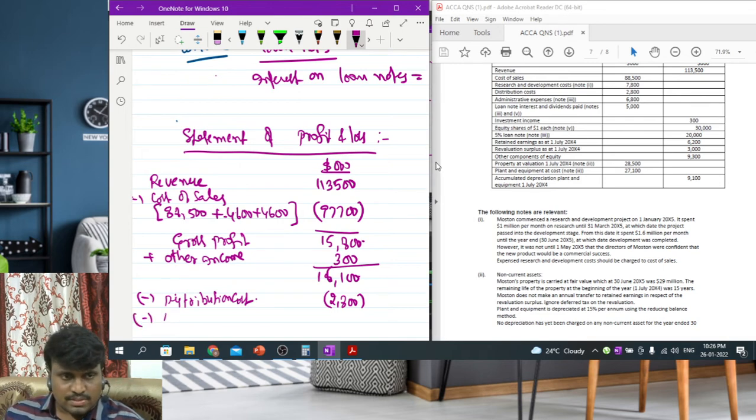Administrative expenses. R&D is not considered because that was considered in cost of sales. So administrative expenses, what is that? Out of that, 5 lakh relating to the loan notes, nothing but if you convert, 500. So 6,300 is that.